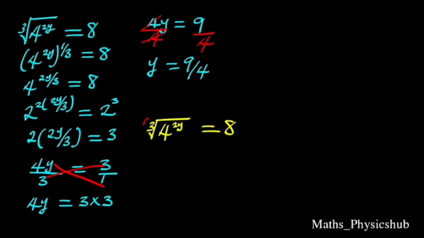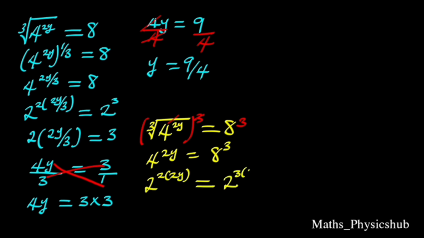Another method of solving for y in this equation, cube root of 4 power 2y equals 8. First step is to take the cube of both sides. On the left side, the cube will cancel out the cube root, to leave us with 4 power 2y equals 8 power 3. Next we express both indices to the same base, that is base 2. It follows that 2 power 2 times 2y equals 2 power 2 times 3.